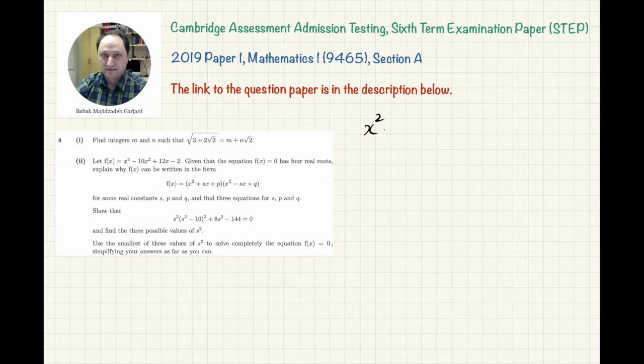So I have x squared plus sx plus p. I multiply this by x squared minus sx plus q. I use the fact that this is the common term. So x squared times x squared gives me x to the 4. Then I need to add these two terms and multiply it by the common term x squared. Yes, so I'm actually using this identity.